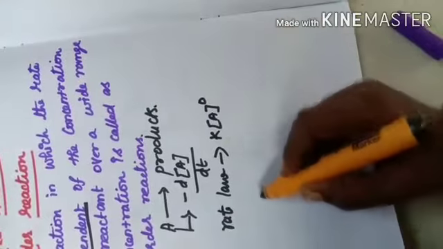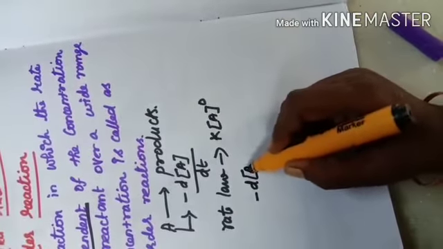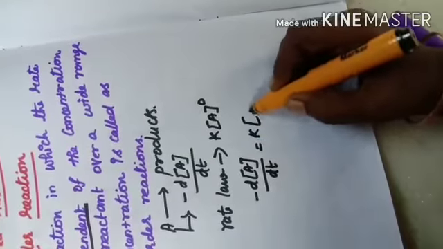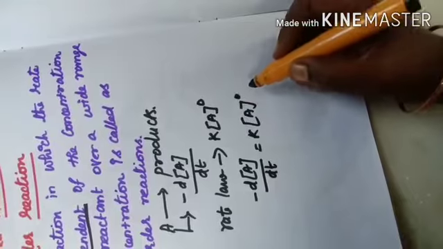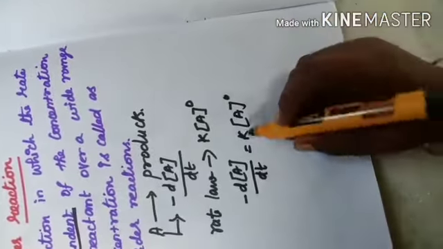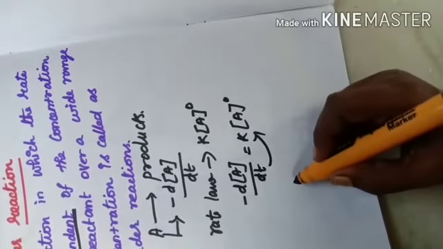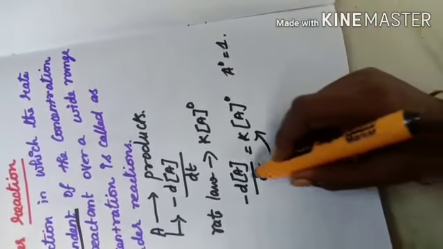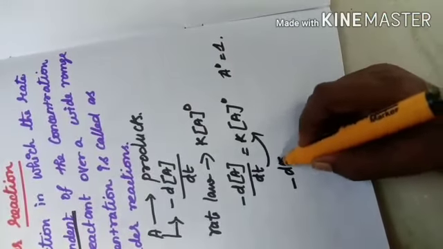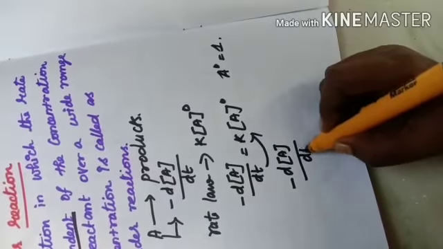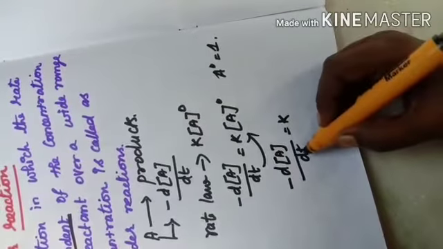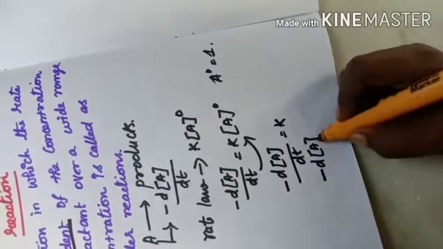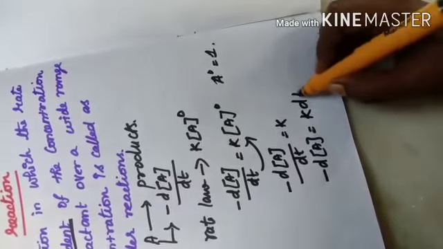Now compare these two equations. Minus d concentration of A divided by dt is equal to k into concentration of A raised to the power 0. Now we know that anything to the power 0 is equal to 1. So this can be written as minus dA divided by dt equal to k. Now dt is moved to this side: minus dA equal to k into dt.